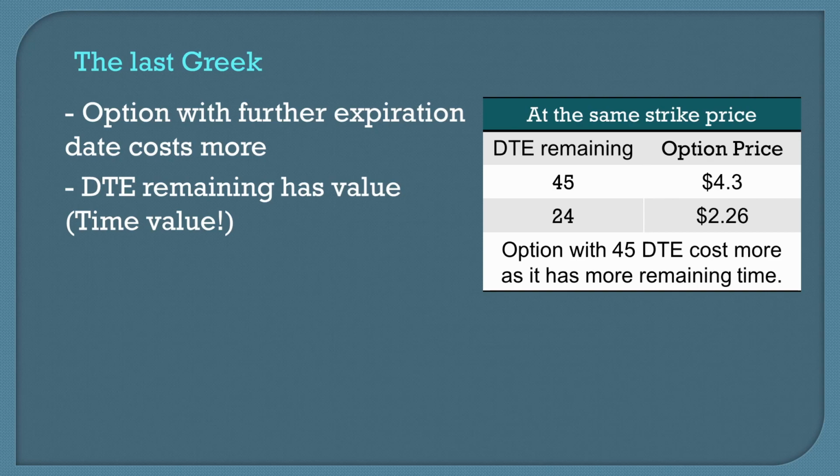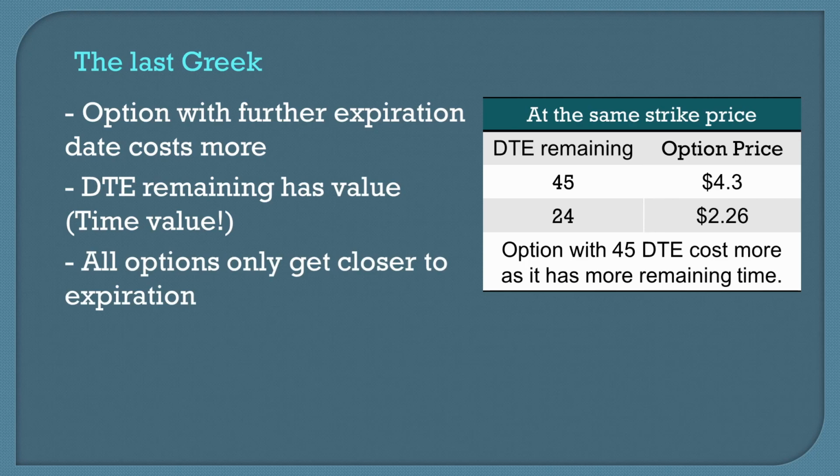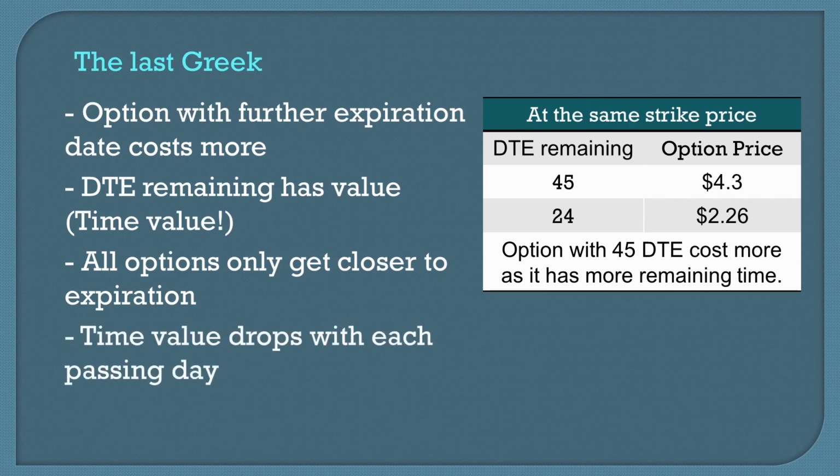The moment you buy an option, all options, regardless of calls or puts, in the money, out of the money, or at the money options, will only get closer and closer to expiration because time only moves forward. Because of this, the time value for all options will drop with every passing day, and this is known as time decay, or theta, which is a Greek that represents time decay. It starts with a T, so that also makes it easy to remember.